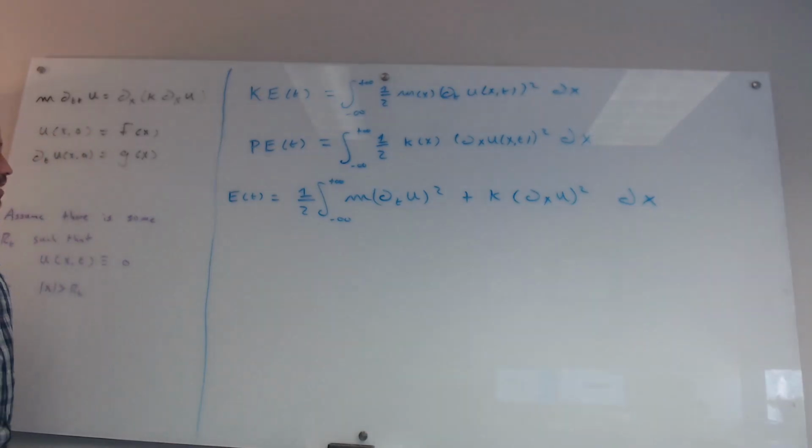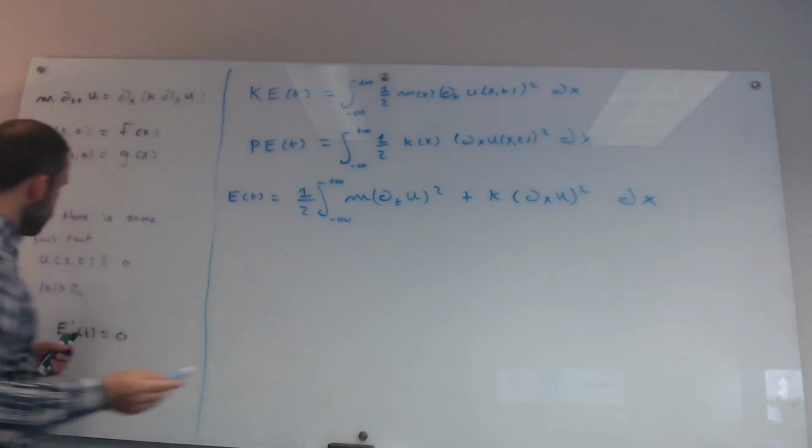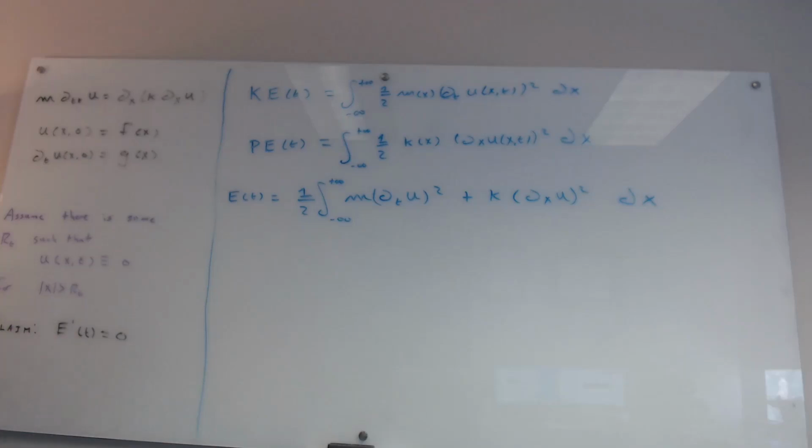Okay, so my claim that I want to write here is that under these assumptions over here, and assuming u is twice continuously differentiable, my claim is that energy is conserved. In other words, the derivative of energy is equal to 0. So that's my claim. Okay, and how am I going to do that? Well, I'm going to differentiate, which I guess is pretty obvious since my claim is a statement about the derivative.